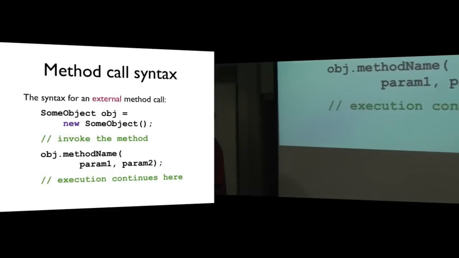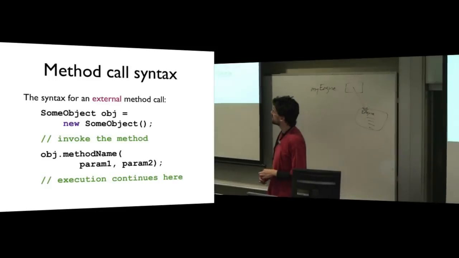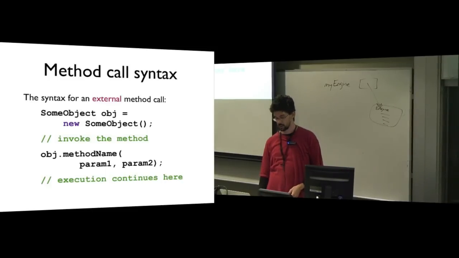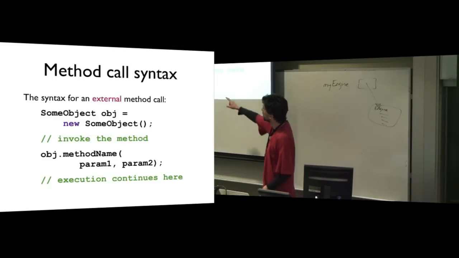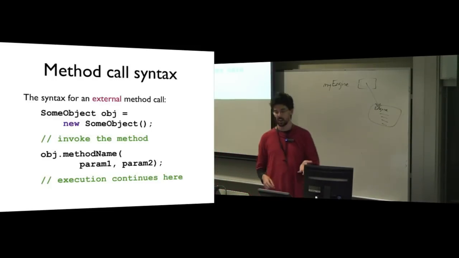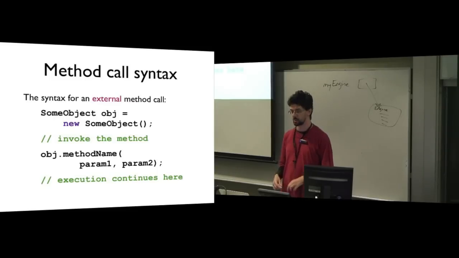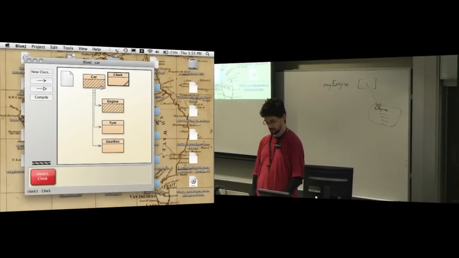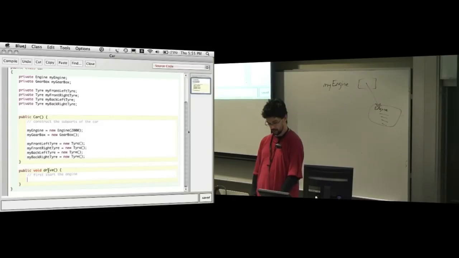So at the beginning of the statement, we have the name of the object, and then there's a single dot, a full stop, in between the name of the object and the name of the method that we want to call. So for example, if we go back to our code over here, we have the car. The first thing we want to do is start the engine. We can take the myEngine field, which contains the engine, dot start.